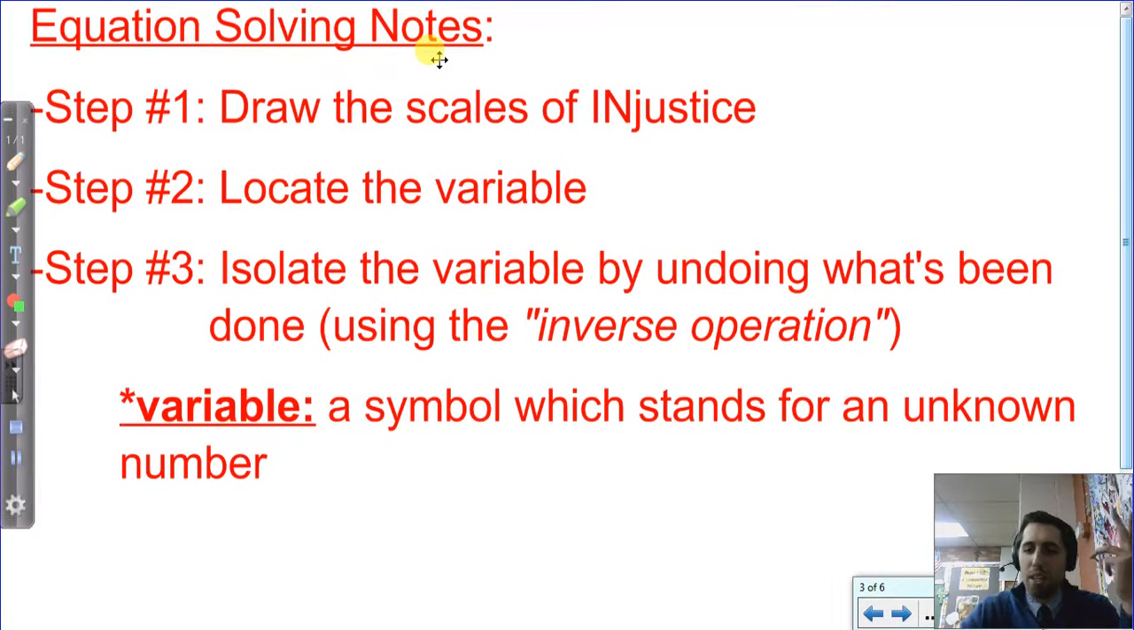Step number 2 is going to be to locate the variable, per usual, and step number 3 is to isolate the variable by undoing what's been done, or using the inverse operation. Again, we have a variable as a symbol which stands for an unknown number. So you've got to know that. Make sure you have those notes and move along with me.